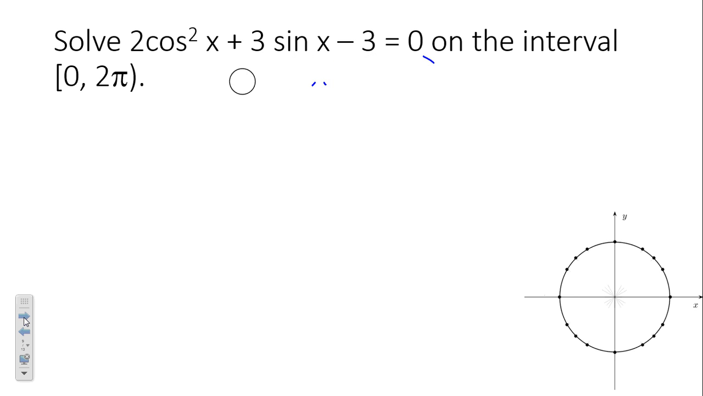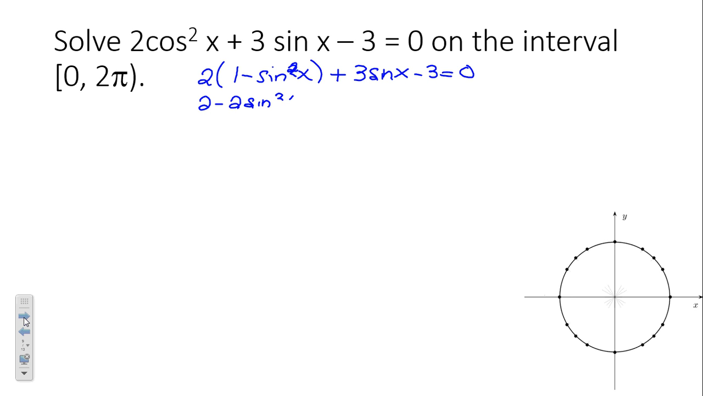So we can't have cosines and sines mixed up, can we? But what is the cosine squared? Yep. And then plus this 3 sine of x minus 3 equals 0. That's the sine squared of x, my poor writing. Okay. Cosine squared is 1 minus sine squared. So we've got 2 minus 2 times the sine squared of x plus 3 times the sine of x minus 3. So let's simplify that.